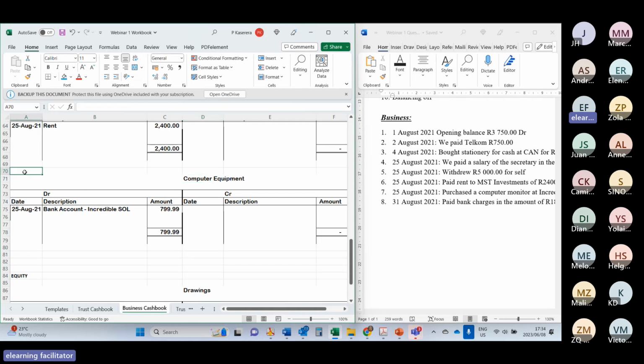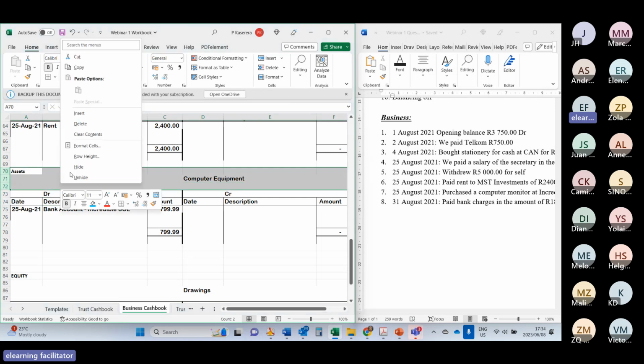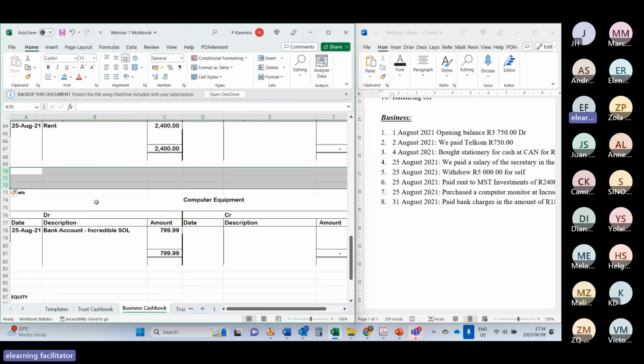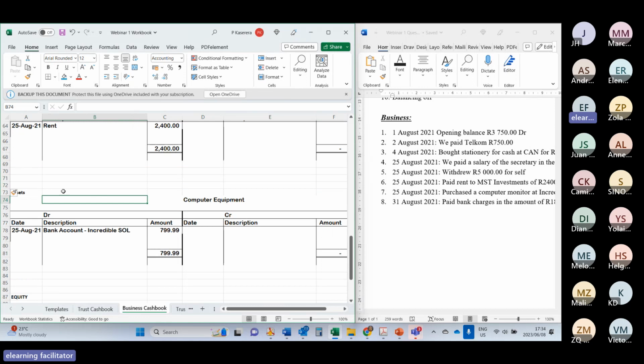Usually with assets, you also need to have a kind of ledger where you record the assets together. There would be the four under assets. It can be equipment, it can be motor vehicles, it can be furniture, then you record them together.